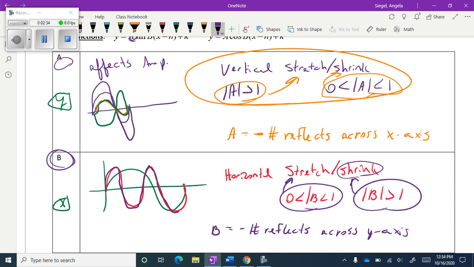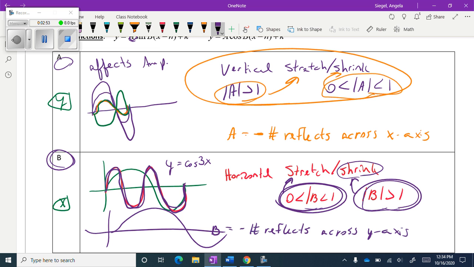It's going to shrink or compress it if B is bigger than 1. So I think we had y equals cosine of 3x or sine of 3x or something like that. So it compresses it and makes those tighter together. But if I stretch it out, that's going to be like B equals 1/2, x, or sine of 1/2 x, or cosine or whatever. So that's going to stretch it out.